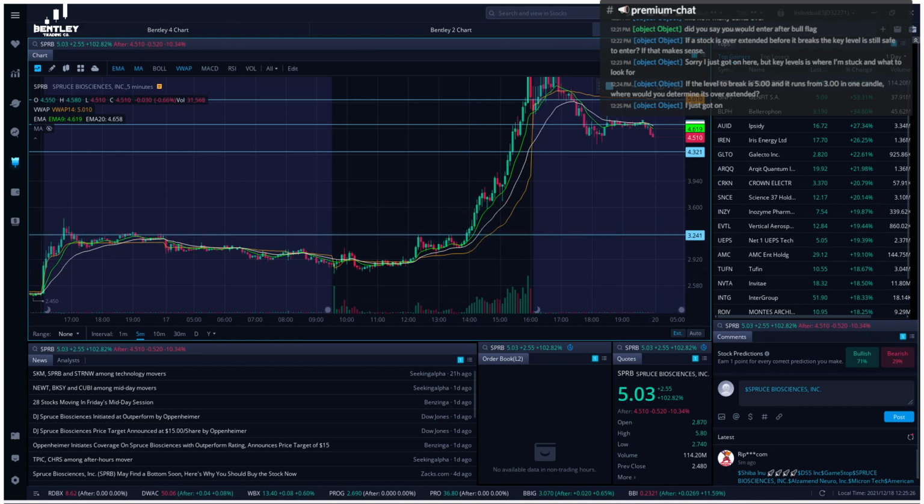If the level to break is 5 and it runs from 3 in one candle, where would you determine it's overextended? You can't, I mean, you never know how high it's going to go. That's the thing. You just don't want to get caught behind the top. If I alerted at 3 and you miss it and it's at 5, don't chase it.